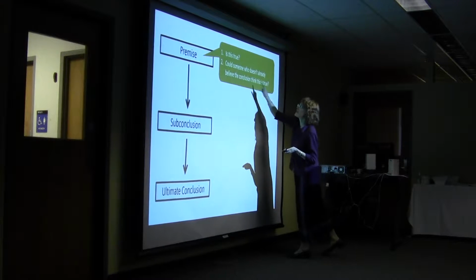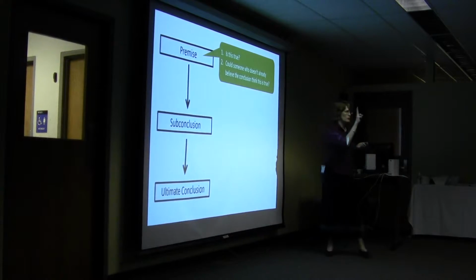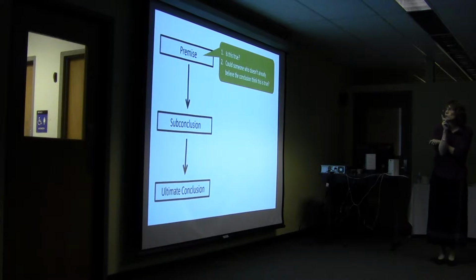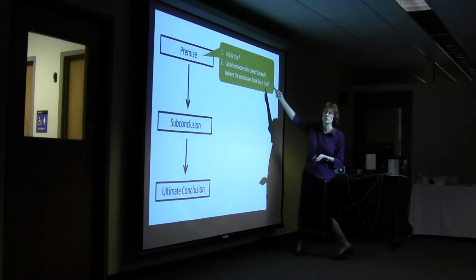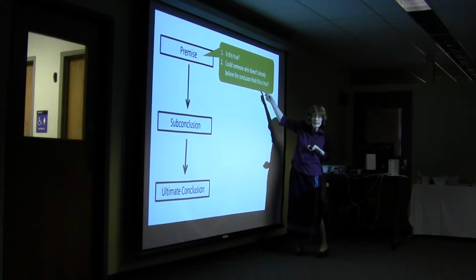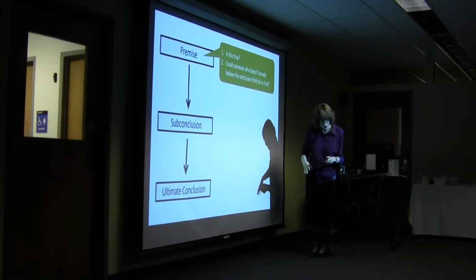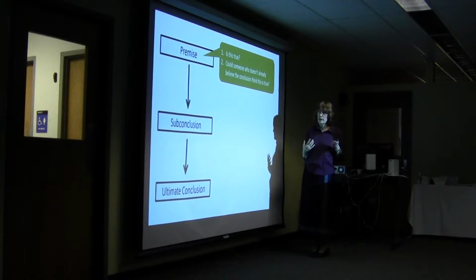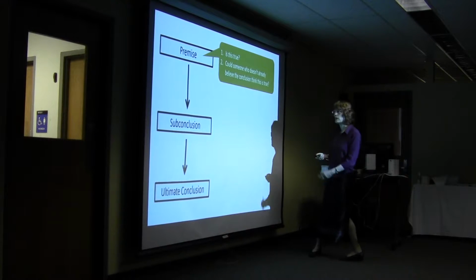But for me, I want my students to answer 2 questions about premises, just 2. I try to keep it little. Is it true? And could someone who doesn't already believe the conclusion think that it's true? This controls for circular arguments, obviously. I mean, it's pretty primitive. I'm not getting into anything deep in terms of information literacy. That can come later, and maybe if I had extra time, I would do that.